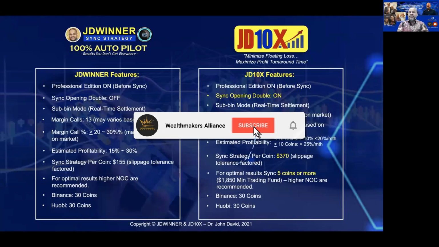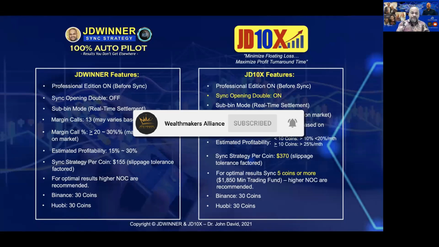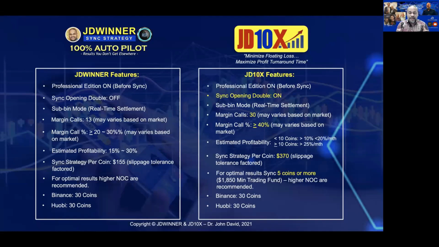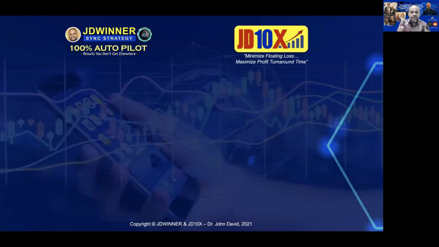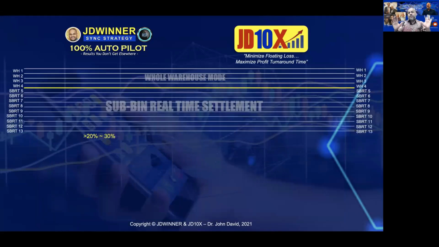Now, these are important features. I hope you understand now the difference between JD Winner and JD10X. So if you have a low capital, please go for JD Winner. If you have high capital and you are willing to go for 5 coins, then I would encourage you to try out JD10X. Now I want to explain to you a little bit more.